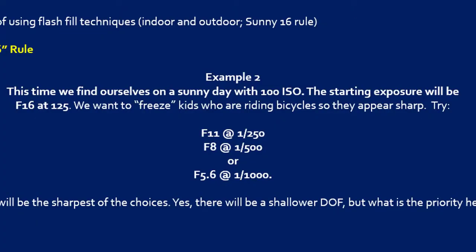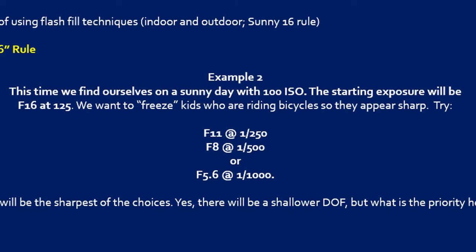In this example, we're photographing on a sunny day at 100 ISO. The starting exposure will be f16 at 125 according to the Sunny 16 rule. We're going to photograph some kids who are riding bicycles, and we want to freeze them in motion to make it look like they're stopped. So how are we going to do that? Well, we've got to increase the shutter speed. Let's see if we can get it to 1000.